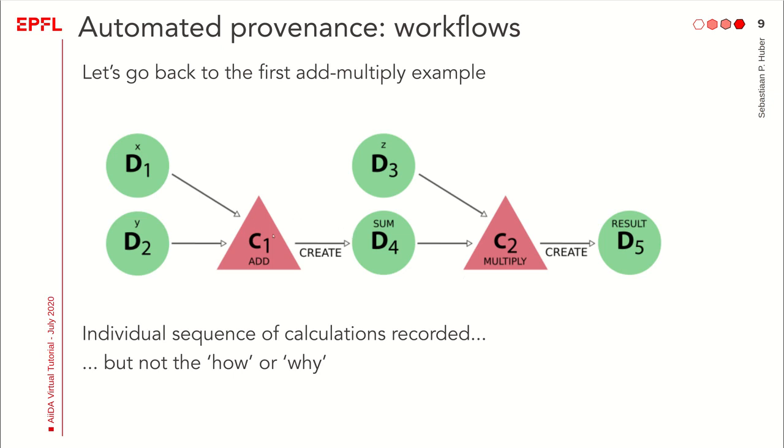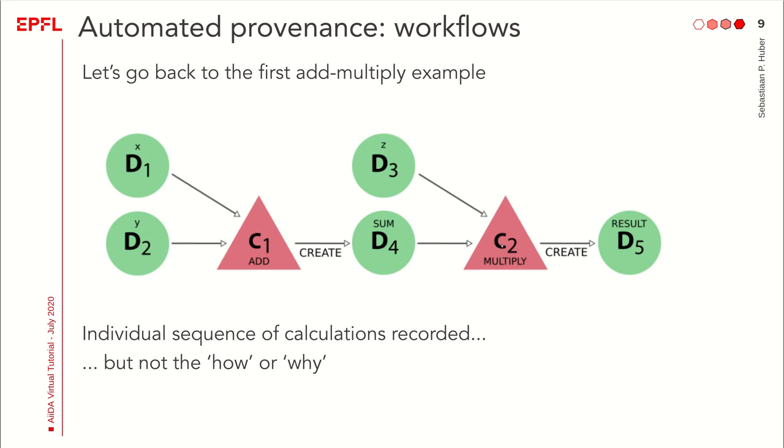And the individual sequence of the calculations was recorded, but not really the how or why. This graph doesn't tell us whether we ran the addition at some point in time and then waited a long time. I mean, completely disconnected, simply reuse the sum for the multiplication, but they're not really connected. So the provenance graph doesn't really capture the logical sequence of it, if you will.